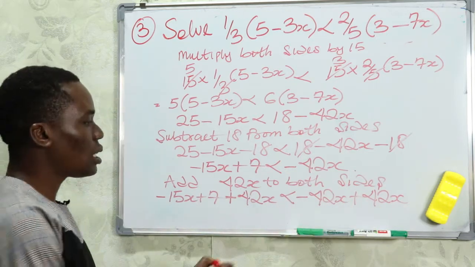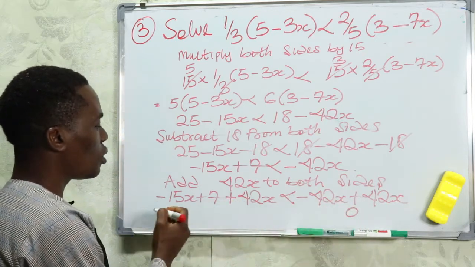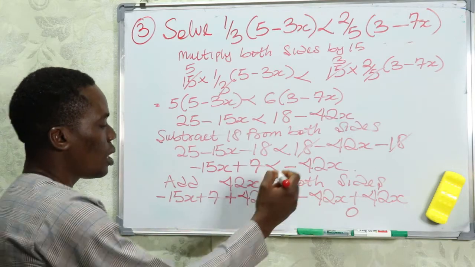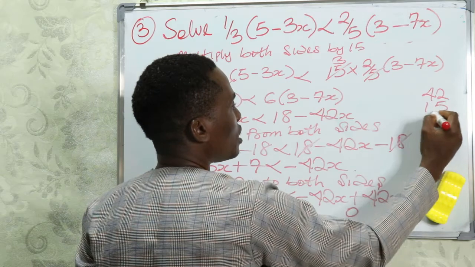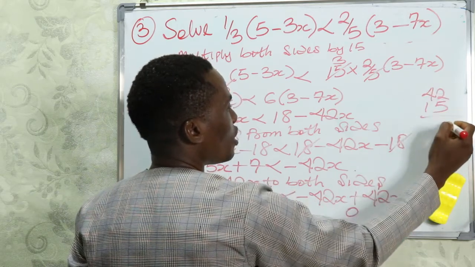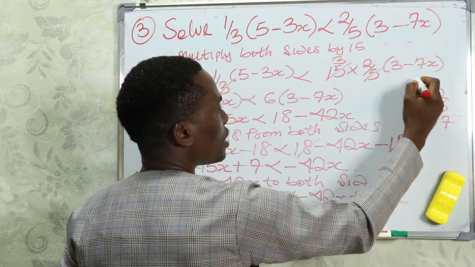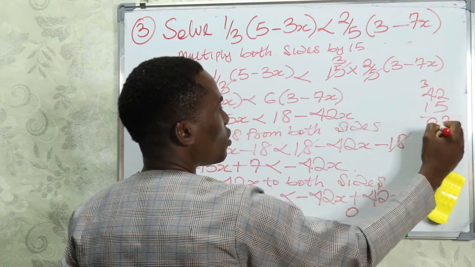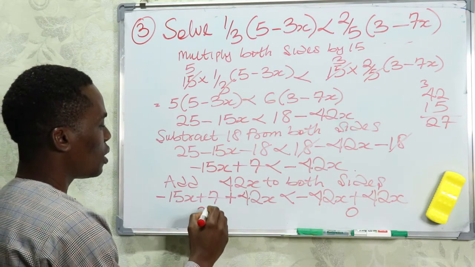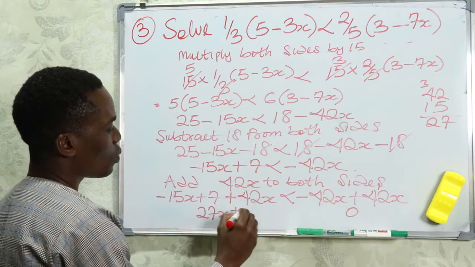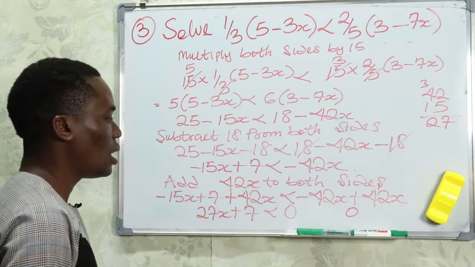So having done that, this side will give you 0. And this side will give us 42 minus 15, this will give us 27. So we are going to have plus 27x plus 7 is less than 0, because what is remaining here is 0.